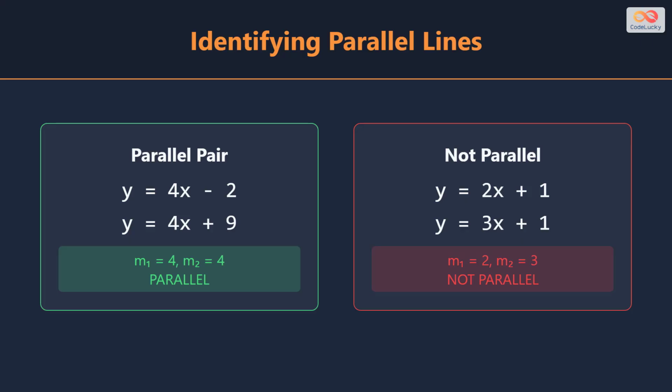When you are asked to identify parallel lines, just compare the numbers. On the left, y = 4x - 2 and y = 4x + 9 are parallel because 4 equals 4. On the right, y = 2x + 1 and y = 3x + 1 are not parallel because 2 does not equal 3. The steepness is different, so they will eventually cross.